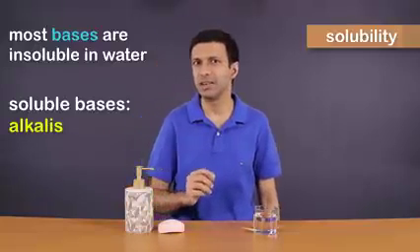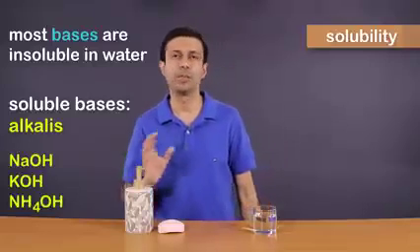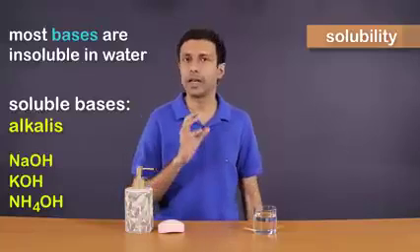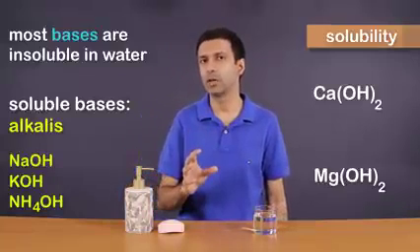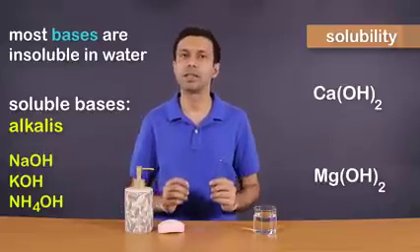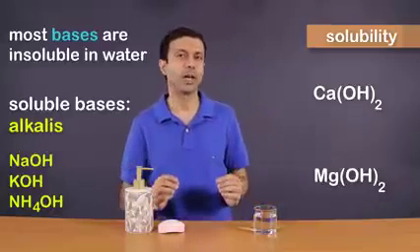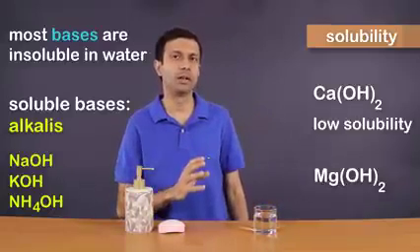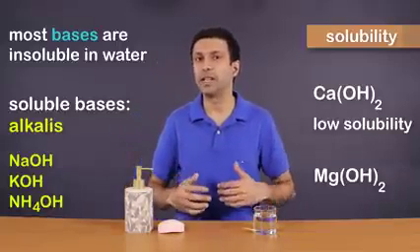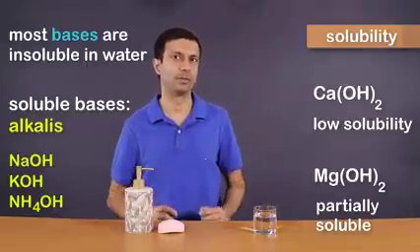The famous alkalis are sodium hydroxide, potassium hydroxide, and ammonium hydroxide. In some textbooks, you might also find calcium hydroxide and magnesium hydroxide in the alkali list. But in some textbooks, they are marked as bases. The reason is the solubility of calcium hydroxide is much lower compared to sodium and potassium hydroxide. And magnesium hydroxide is only partially soluble in water.